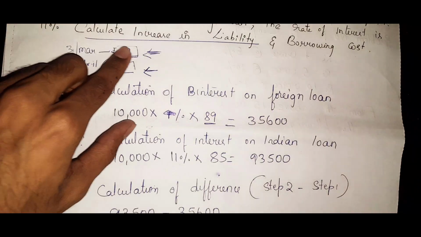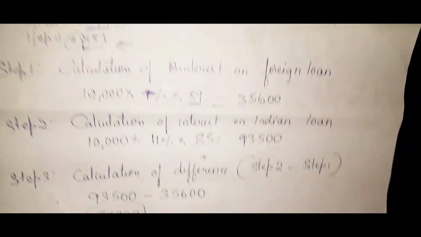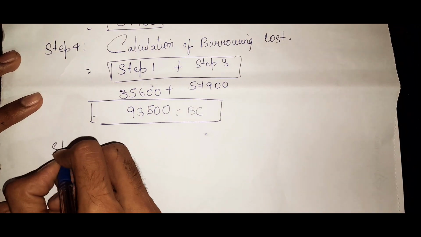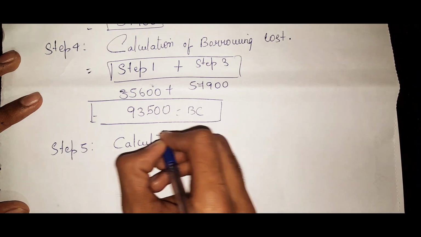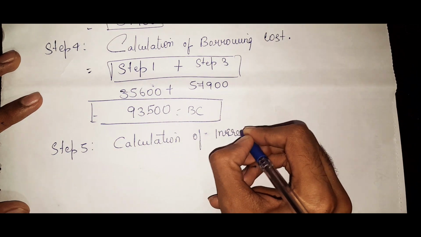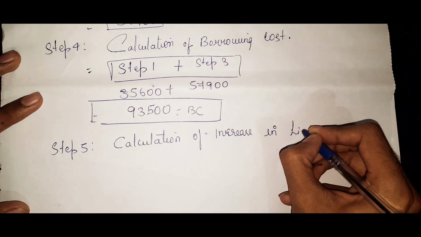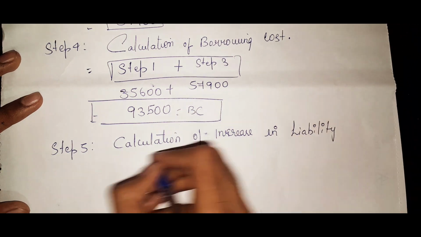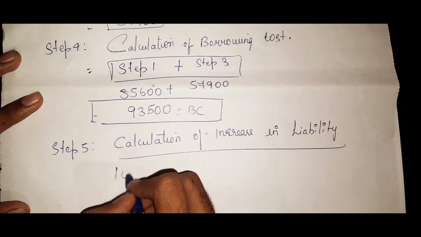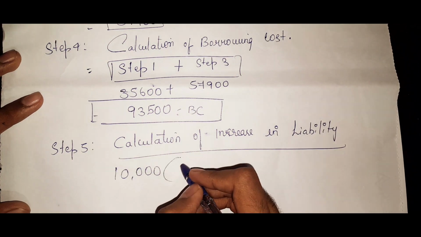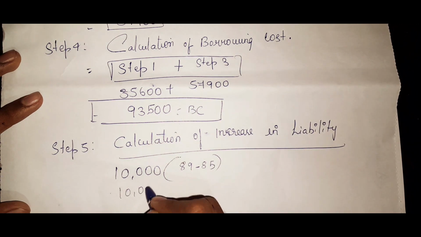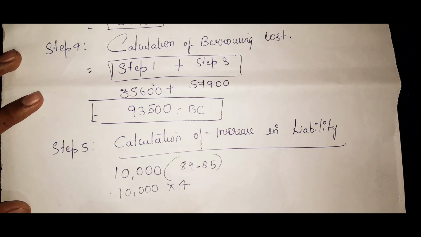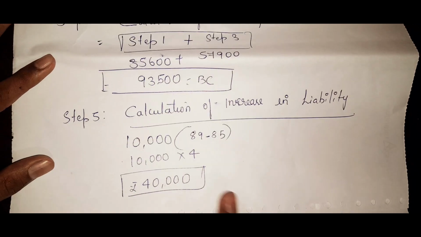But in question they have asked you to calculate the increase in liability. So the difference, increase in liability is also kind of difference. So step 5, calculation of increase in liability. So it is very simple. Total we have taken $10,000. The highest rate is 89 minus lower rate is 85. So 10,000 into 4 rupees is the difference. So what is the liability? It is increased. 40,000 is the actual liability increased.